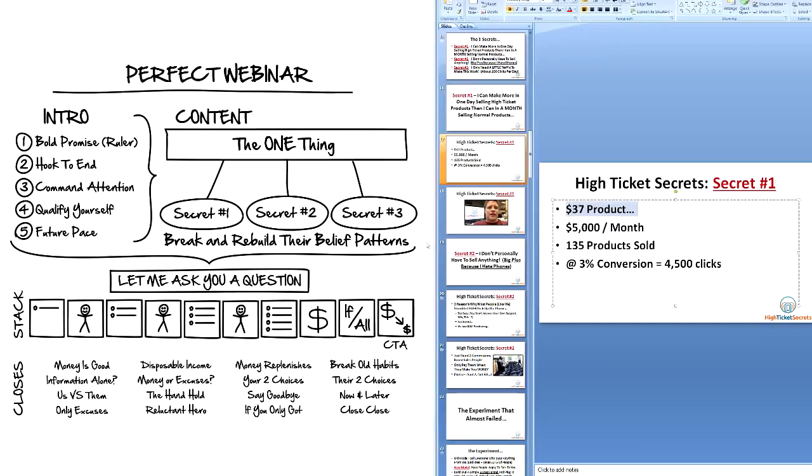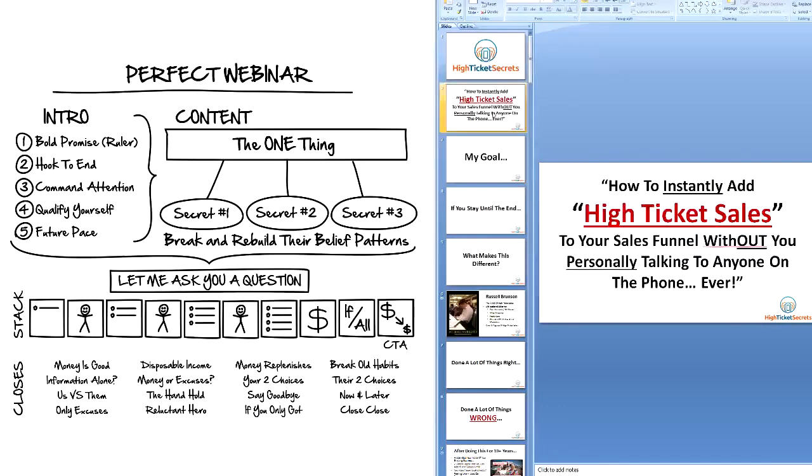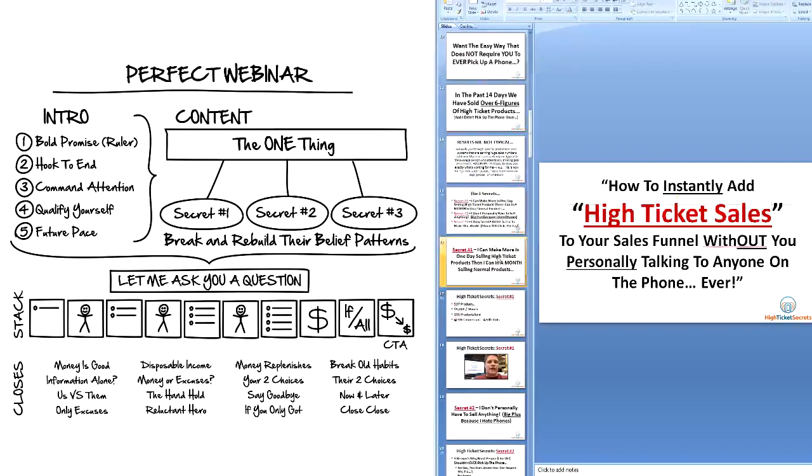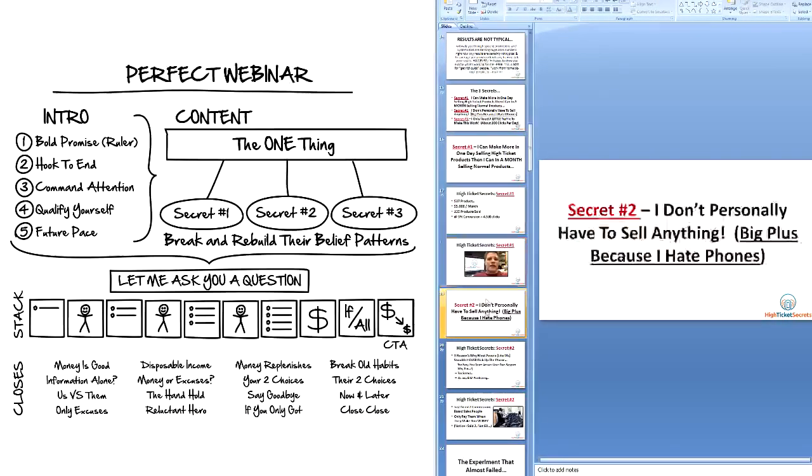You think that you have to sell $37 products. I've got to break that and rebuild it with the pattern I want you to believe. And the pattern that I want them to believe for this webinar, what's my one thing? They can do high ticket sales. That's my one thing. High ticket sales. Boom, boom, boom. Now I switch over to secret number two.